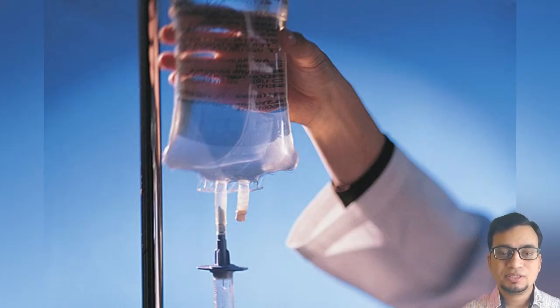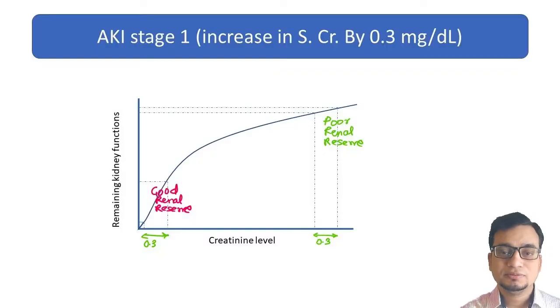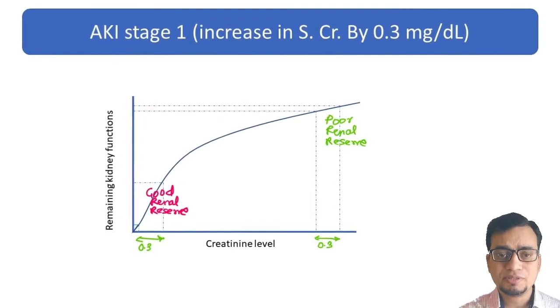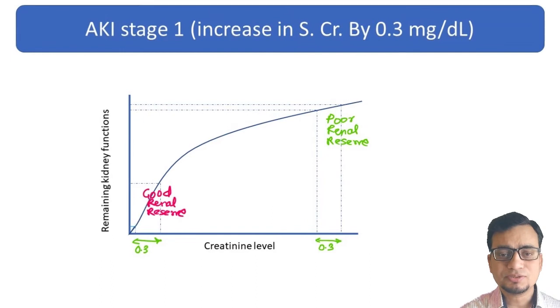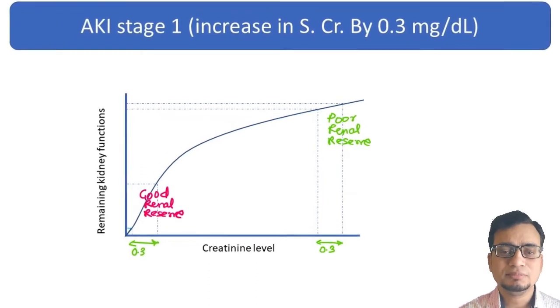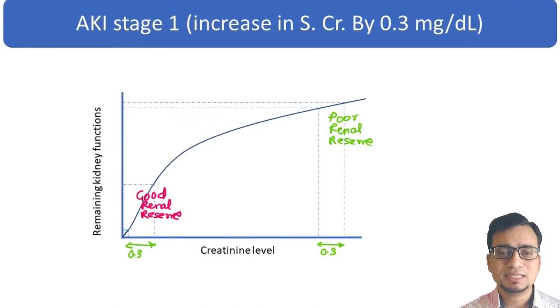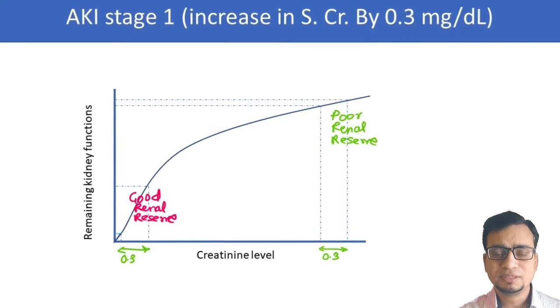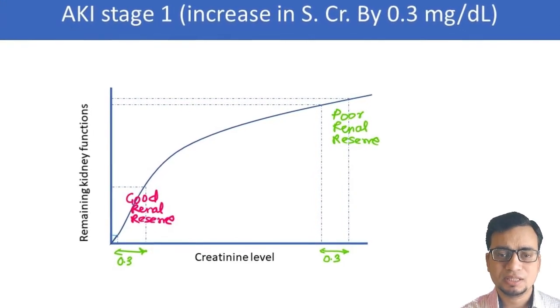Number 6 limitation is that it does not take into account underlying renal reserve, whether it is normal or declining. For example, a rise in serum creatinine by 0.3 mg per deciliter in a patient with normal kidney function reflects a major reduction in GFR. In contrast, the same rise in serum creatinine by 0.3 mg per deciliter in a CKD patient, where the renal reserve is already low, may seem to reflect a minor change in GFR.